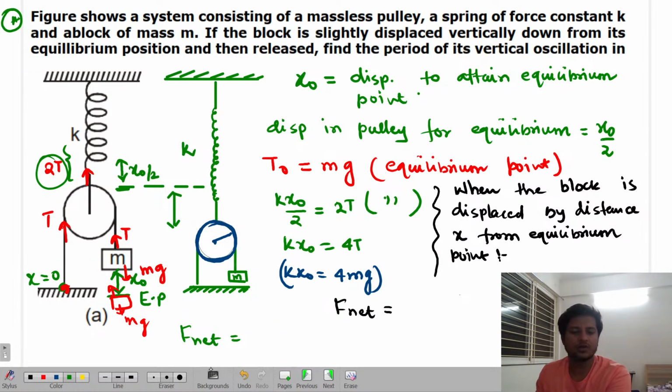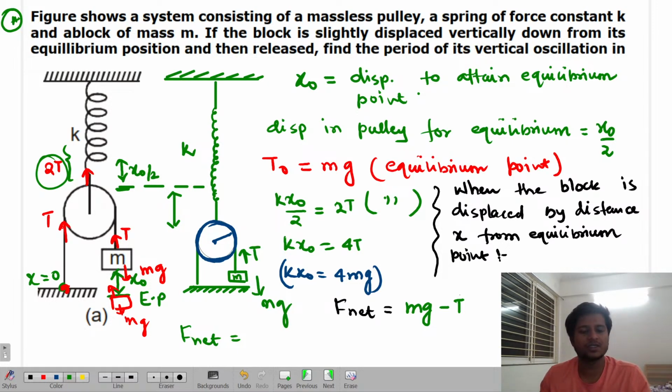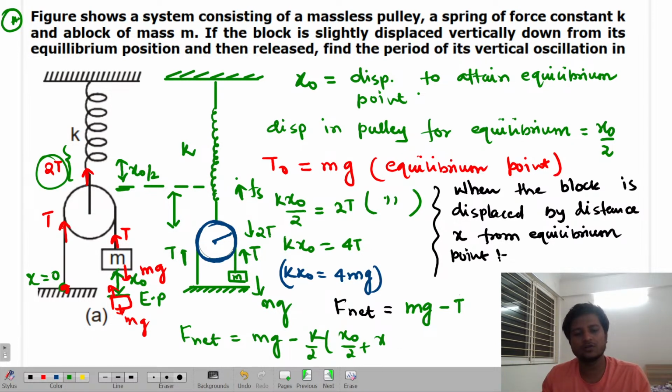Previous way we'll have to replace too many variables. So F net can be written as how much? Mg minus T after the equilibrium point. This is Mg. And upward is tension T. This is also tension T. Now since if the pulley is massless, then the downward force of 2T must balance the spring force Fs. Is that clear or not? So F net is given as Mg minus K by 2 X naught by 2 plus X by 2. Are you able to get me or not?